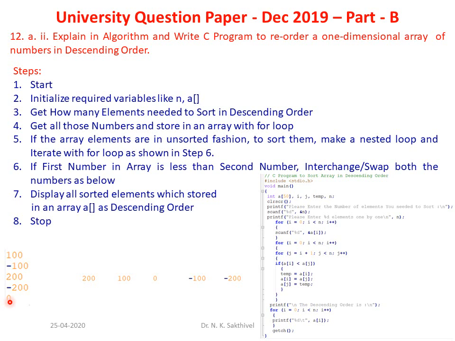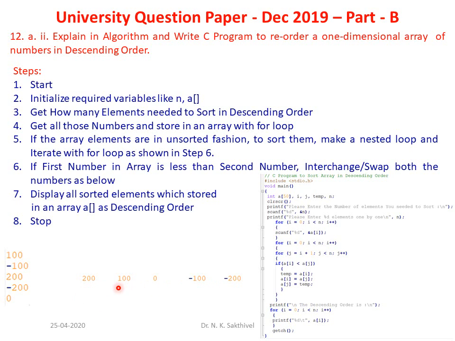Descending order means what? The first number should be the largest number. Next, the second number should be smaller than the first number. The third should be smaller than the previous number, and like this. You know the descending order. That example is also given. This is the descending order.